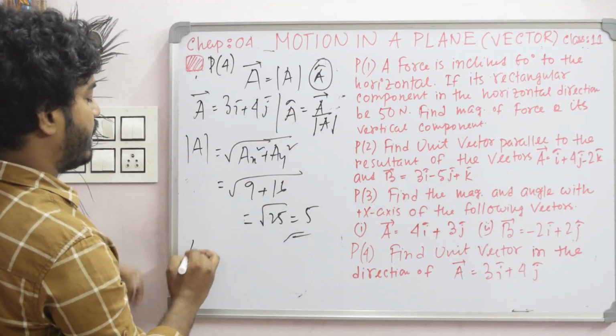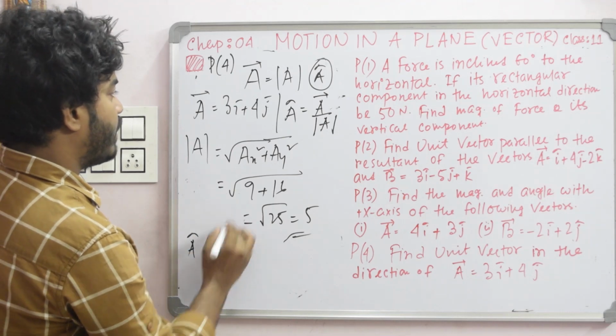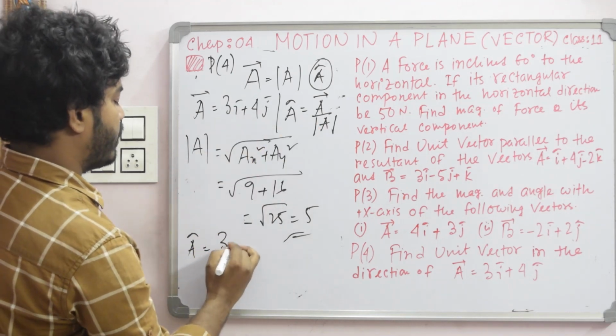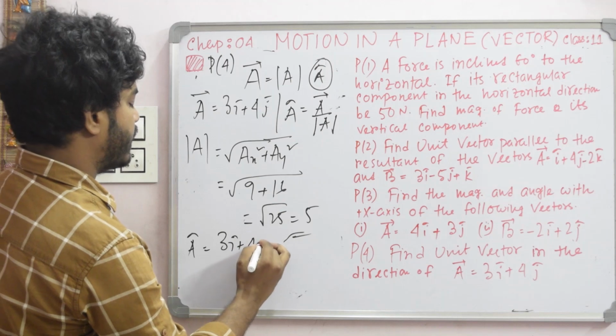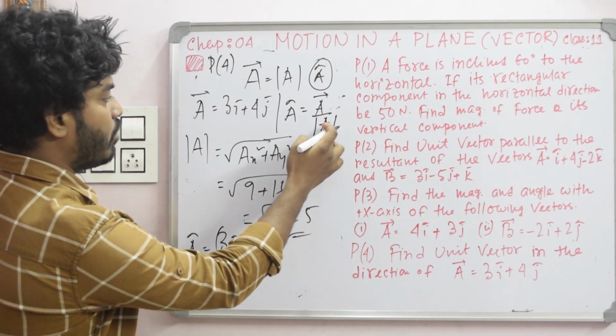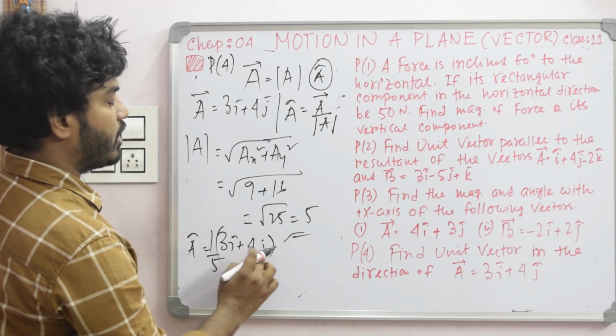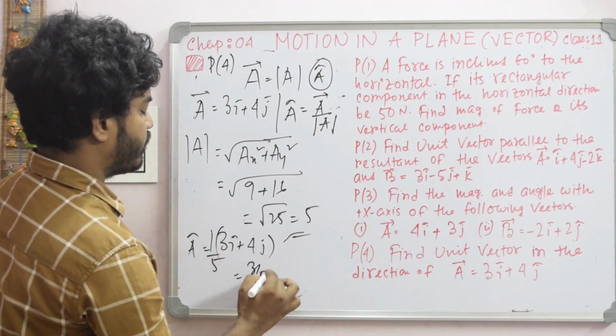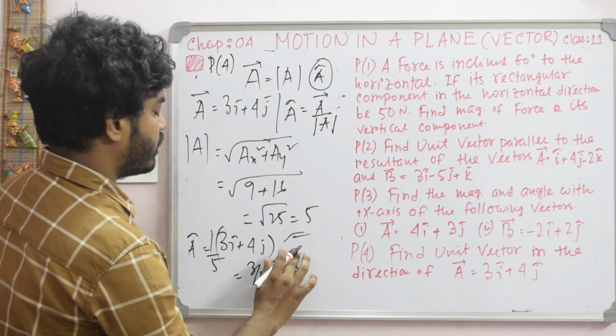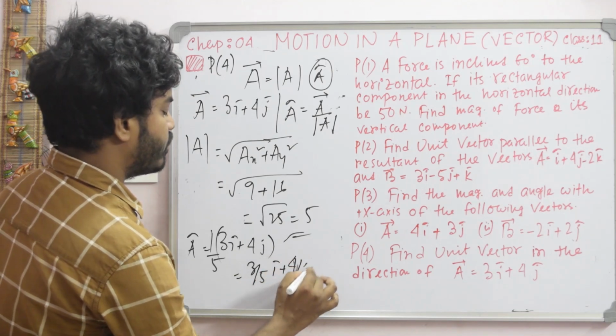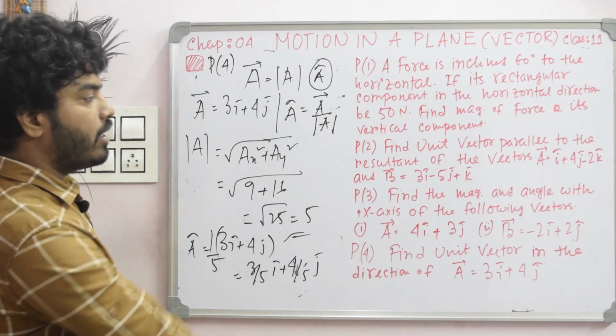So what is the value of a cap? a cap will be a vector, so in the place of a vector you write 3 i cap plus 4 j cap, and on the lower side that is 5. So 1 by 5 into 3 i cap plus 4 j cap. So you can write 3 by 5 i cap plus 4 by 5 j cap. Okay. Now solve problem 2.